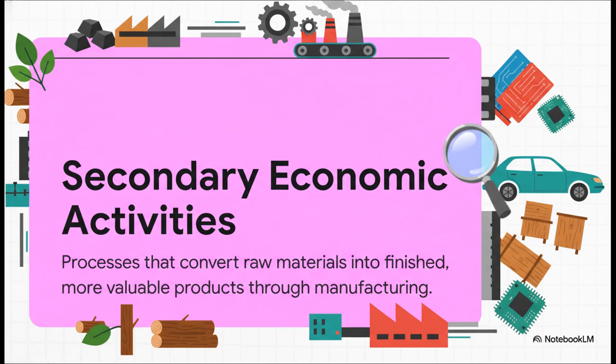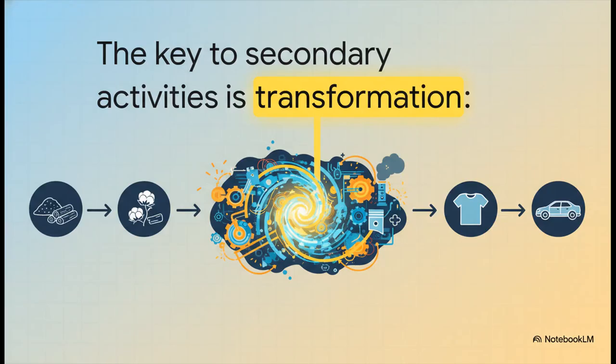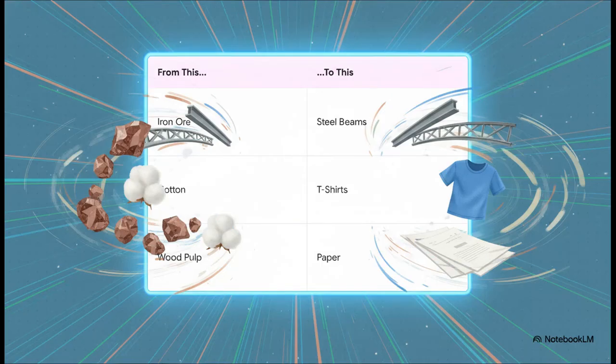This is the world of factories and production lines. And the one word you need to remember for this whole process, it's simple. Transformation. It's almost like a kind of industrial magic, really. You can see it right here. We take some lumpy iron ore from a mine and transform it into sleek, strong steel beams for buildings. We take that fluffy cotton from a farm and turn it into a t-shirt, or we process wood pulp into the paper for our books. Every single time, we're adding value and we're adding usefulness.